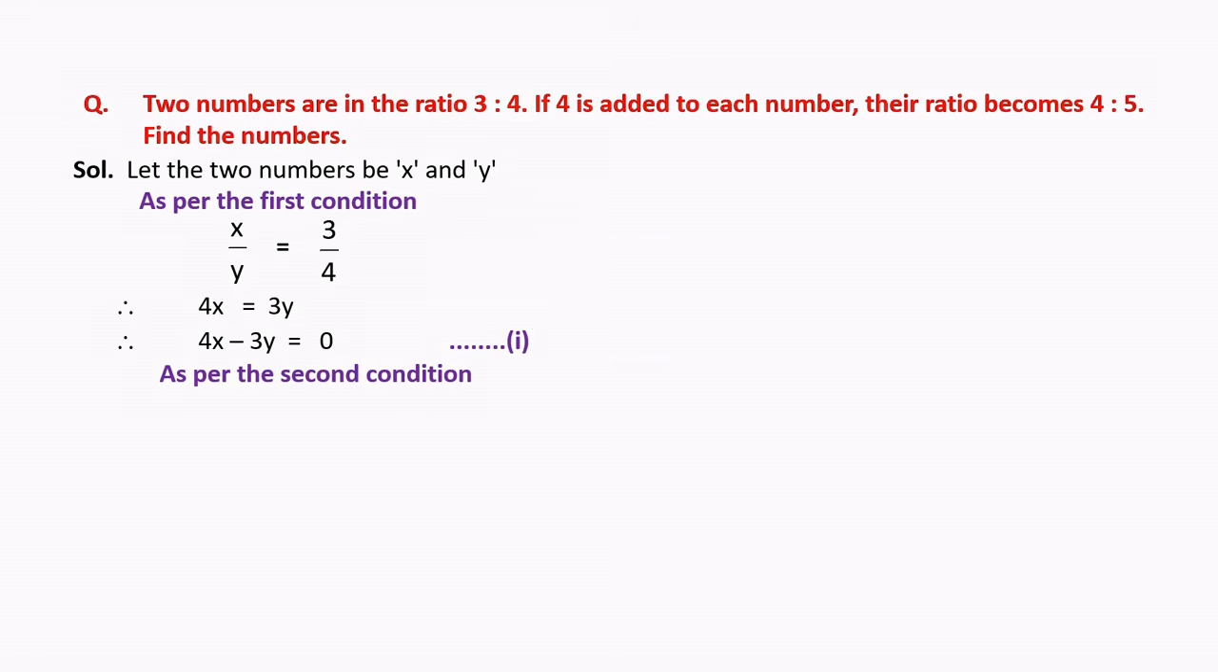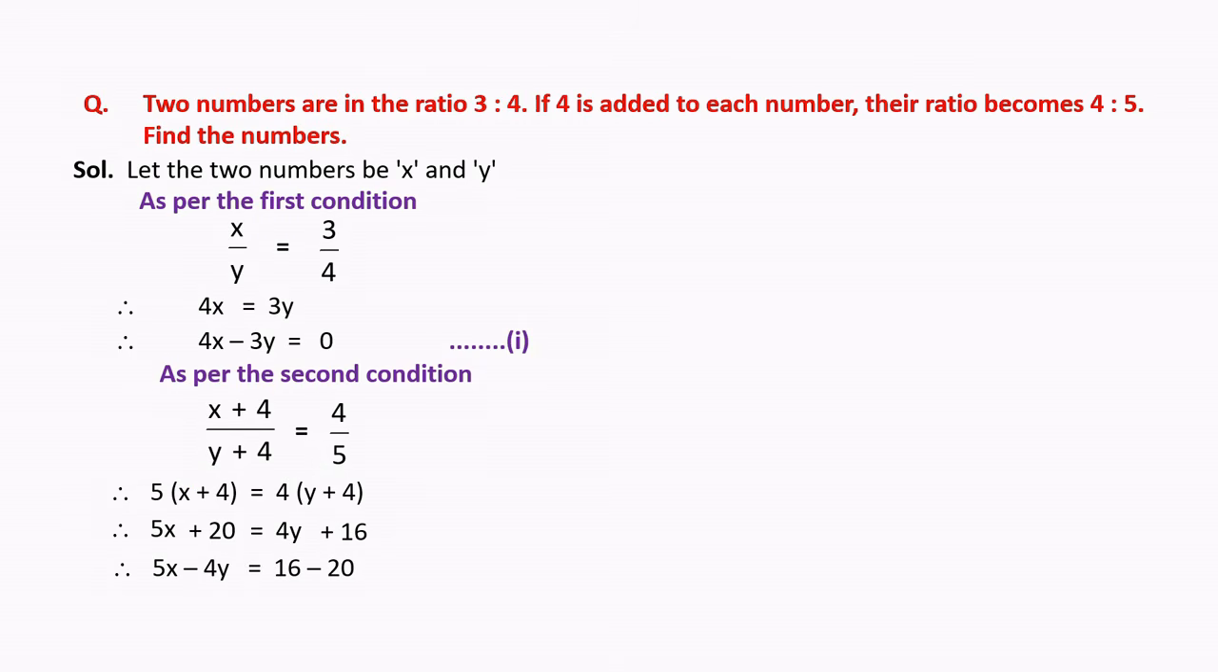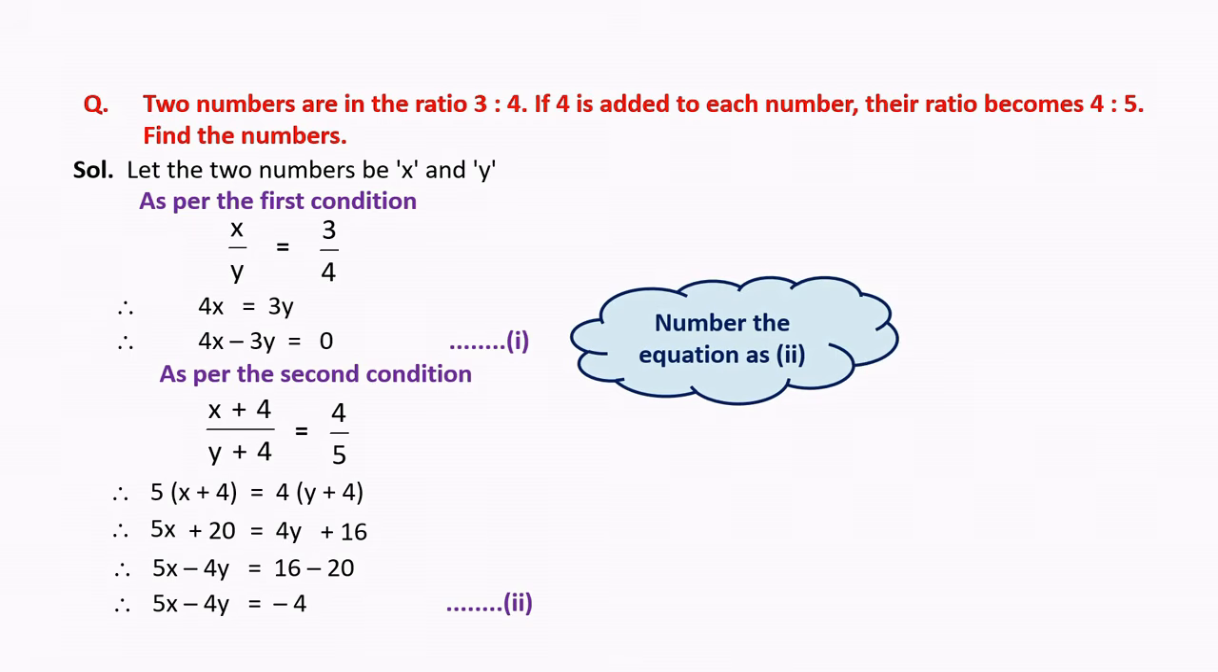Now, according to the second condition, if 4 is added to both numbers, the ratio becomes 4:5. So, we write x plus 4 upon y plus 4 equals 4 by 5. Cross multiplying, 5 into x plus 4 equals 4 into y plus 4. Expanding, 5x plus 20 equals 4y plus 16. So, 5x minus 4y equals minus 4. This is our second equation.